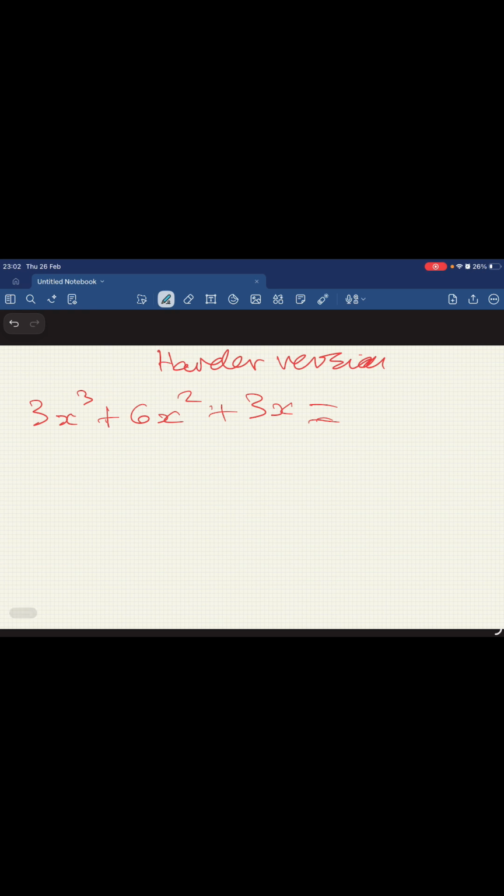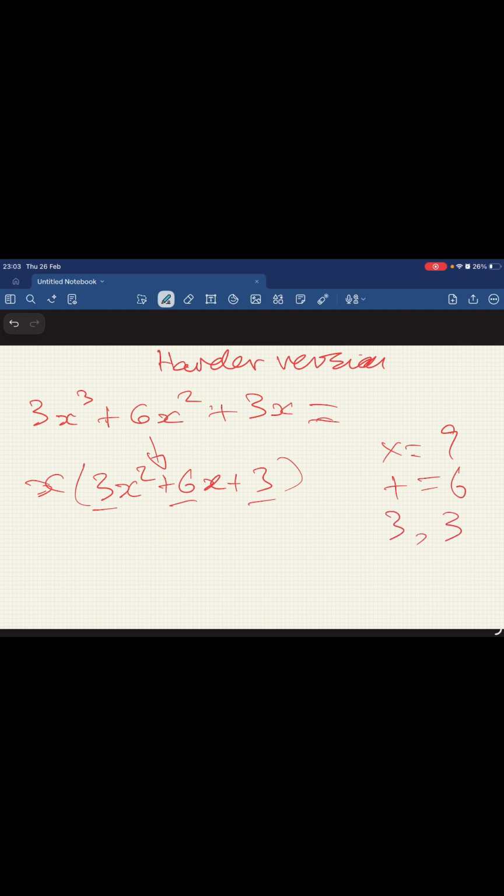Next up, this is a harder version. I would say this is actually nowhere near as hard as the last one. All that's different for this is, as you can see, there's a common x. So you factorize it out like that. And then it's the same question for this inside bracket. What do you multiply to make 9? You need to multiply to make 9. You need to add to make 6. So these two numbers are 3 and 3.